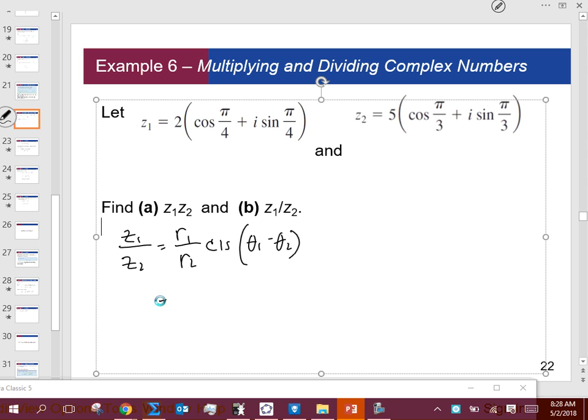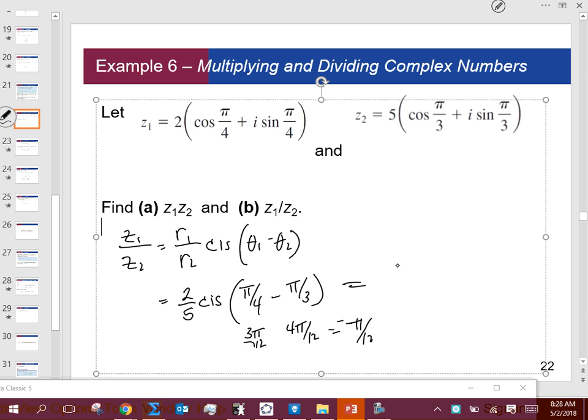So then I'm going to get Z1 divided by Z2 would be 2 divided by 5. And then I go cis, and now it'd be pi over 4 minus pi over 3. Okay. Again, that's going to be 3 pi over 12, and this thing here is 4 pi over 12. So it gives me negative pi over 12.